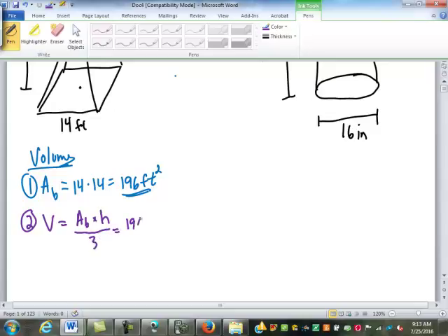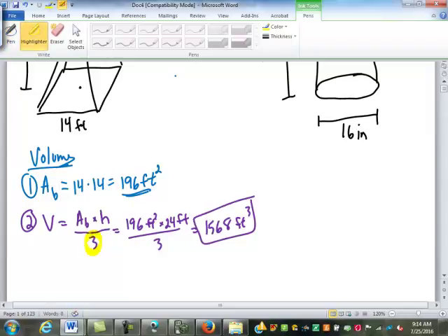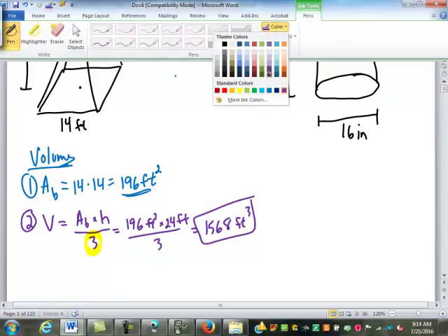So this is going to be 196 feet squared times the 24 feet of height divided by 3, which is going to give us, what, 1,568, I believe, cubic feet. How many of you had that for the volume? Is there anybody that is not sure how we get to that? The biggest thing is remembering that since this is a pyramid, you have to divide by 3. We need the area of the base times the height.